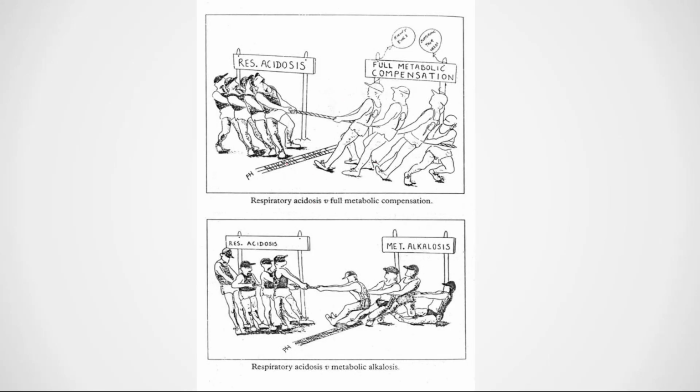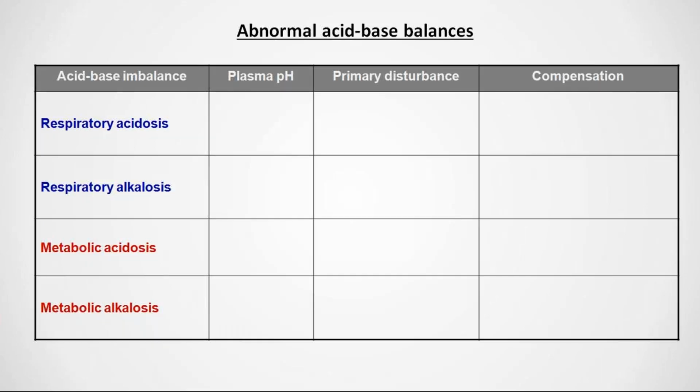Here, nobody is crossing the limit you see. But if for some reason the pull is more on that side, respiratory is dominating, and metabolic compensation could not compensate. This is a respiratory acidosis, with attempted metabolic compensation. That is a diagrammatic explanation.